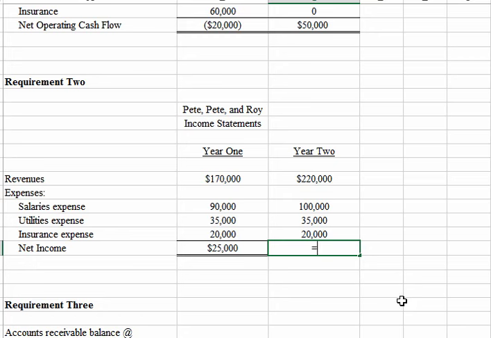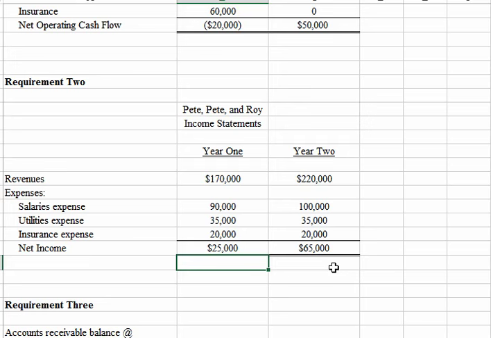Okay, now for year 2, we take what we earned from customers in year 2, the $220,000, minus our expenses for year 2, $100,000 for salaries, $35,000 for utilities, and $20,000 for insurance. Gives us a net income of $65,000 in year 2. Both of those numbers exceeded the cash basis income numbers, or our net operating cash flow, for those years. These numbers are really a more accurate measure of how the business performed in years 1 and 2.